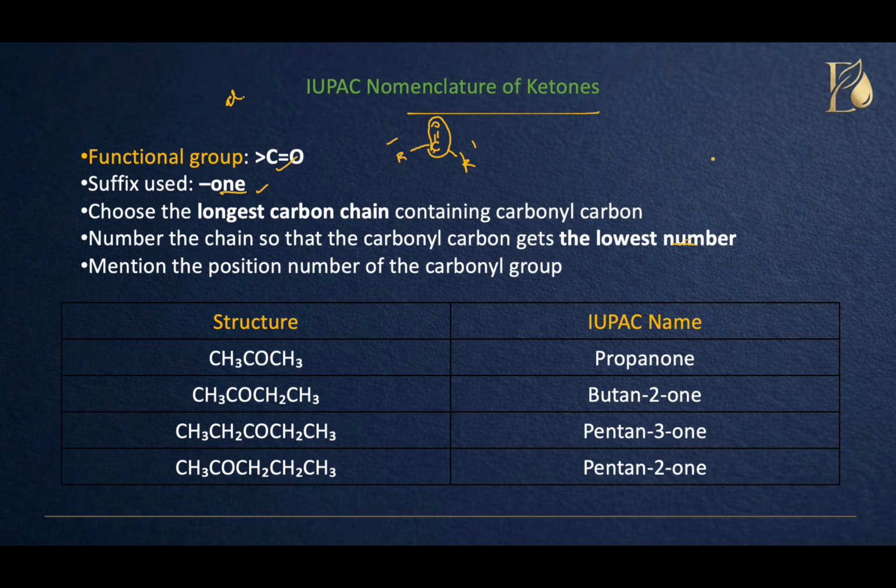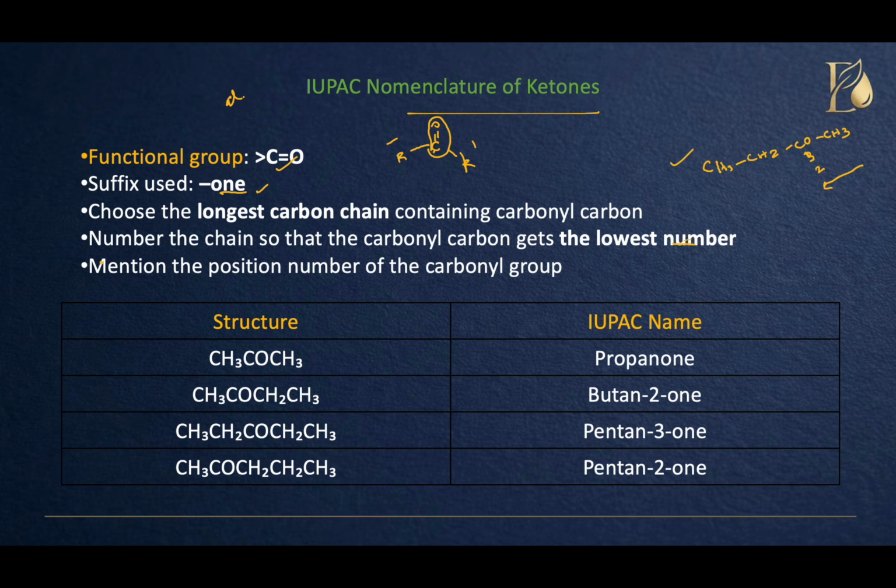Secondly, number the chain so that the carbonyl carbon gets the lowest number. For example, we can write CH3, CH2, CO, CH3. We have to number in such a way that the carbonyl carbon gets the lowest number. If we start from left to right, the carbonyl carbon will get number 3. But if you start from right to left, the carbonyl carbon will get number 2. So you have to start numbering from this side. Okay, so that is the second rule: number the chain so that the carbonyl carbon gets the lowest number.